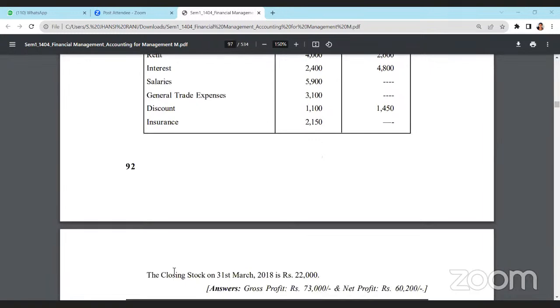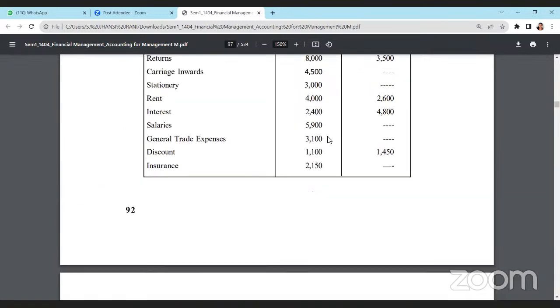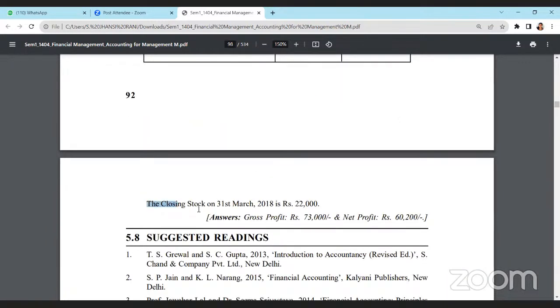But if you look here, there is another item below the trial balance. Could you see this? Closing stock on 31st March 2018 is 22,000. This is called an adjustment. After preparing the trial balance, whatever things are not written in the trial balance are written below it, and these transactions are called adjustments.